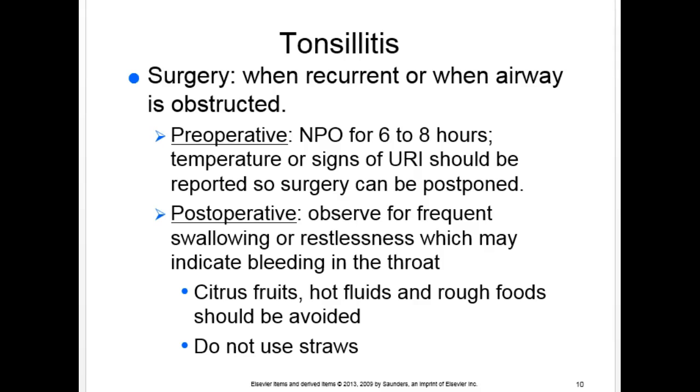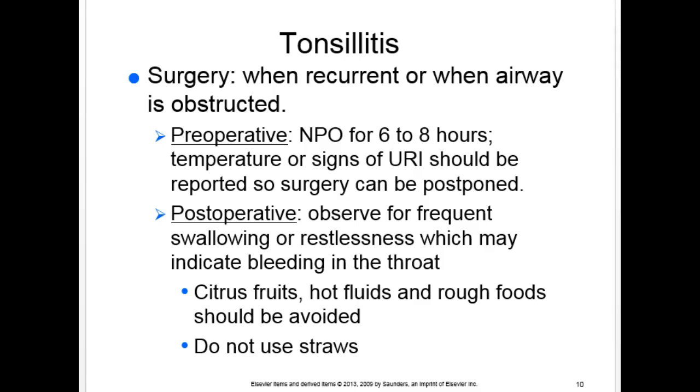Once the surgery is completed, postoperatively, the nurse would observe the patient for frequent swallowing. This could be a sign of bleeding in the back of the throat from the area where the tonsils were removed, and they'll have frequent swallowing because they'll be swallowing some of the blood. Patients can also exhibit restlessness, which may also indicate bleeding in the throat.